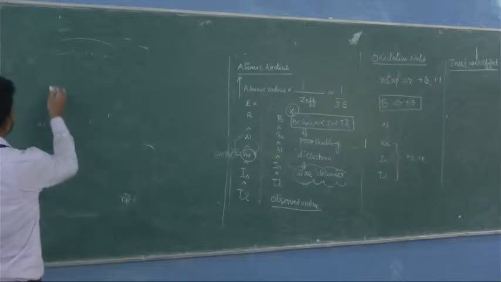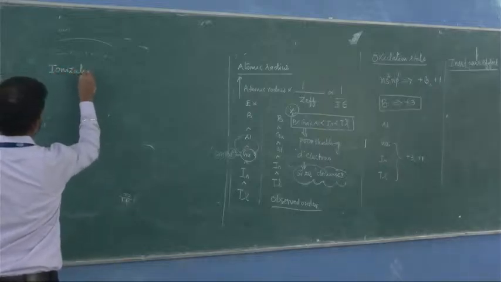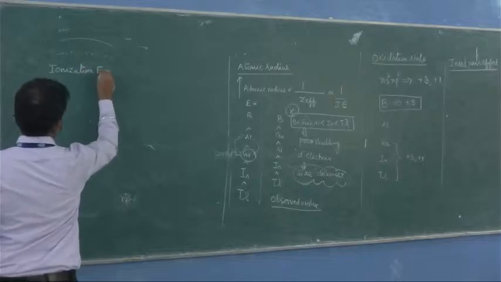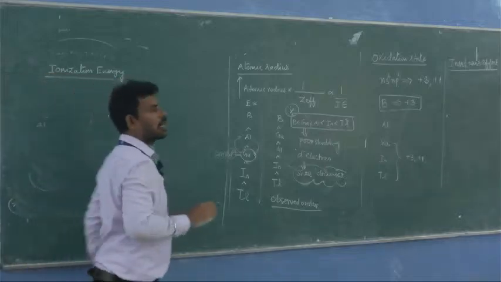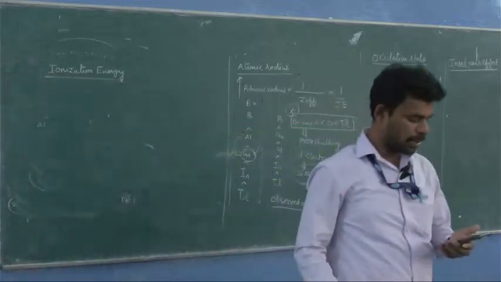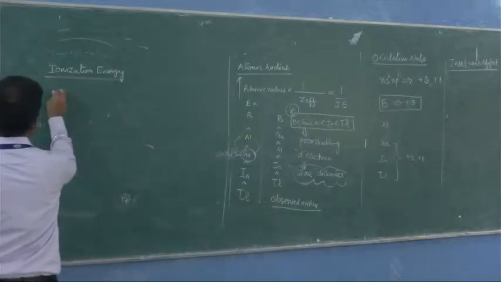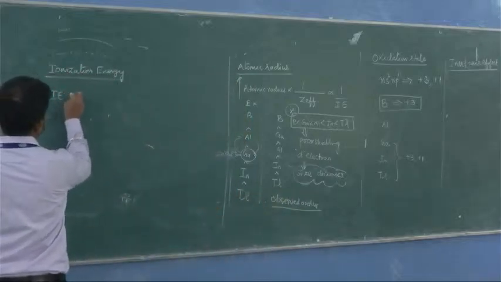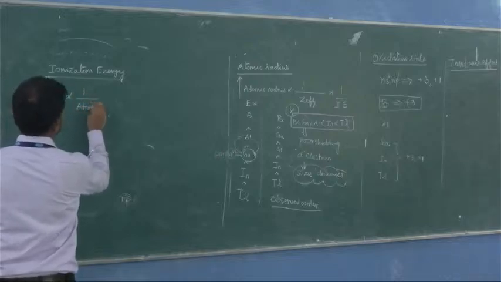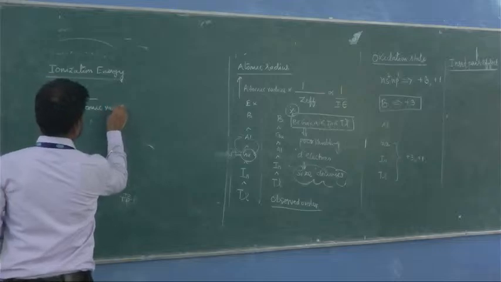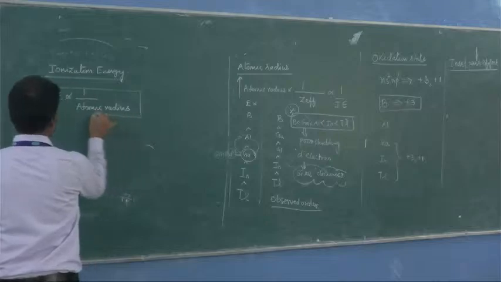Next, ionization energy. Ionization energy in the case of group 13. Is it clear? Yes. Okay. So, ionization energy is inversely proportional to atomic radius.